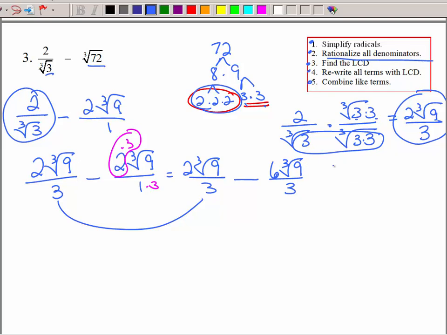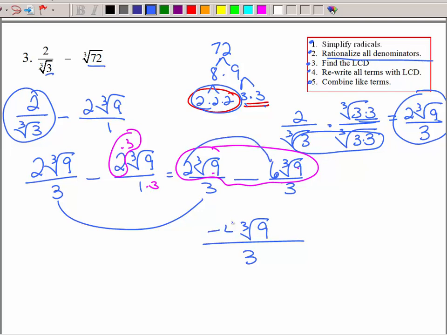Done that. Next step, combine like terms. So keep the denominator, and then like terms, those are like because the radicals are the same. So I keep that radical, can't simplify it. Square root of 9, yes. Cube root of 9, no, because it's only 2 3's, not 3. Then 2 minus 6 is negative 4. It's really not that hard.